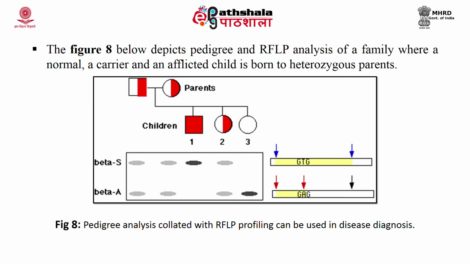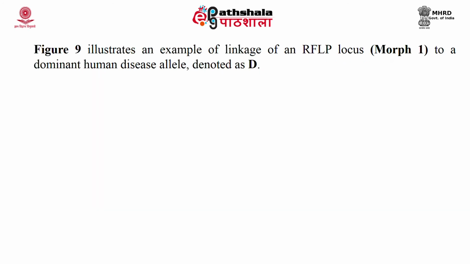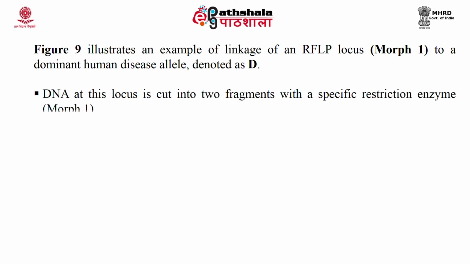Hence, in figure 8 we see the pedigree analysis, which can be collated with the RFLP profiling and used for disease diagnosis. Figure 9 illustrates an example of the linkage of an RFLP locus, morph1, to a dominant human disease allele denoted by D. DNA at this locus is cut into two fragments with a specific restriction enzyme, morph1.